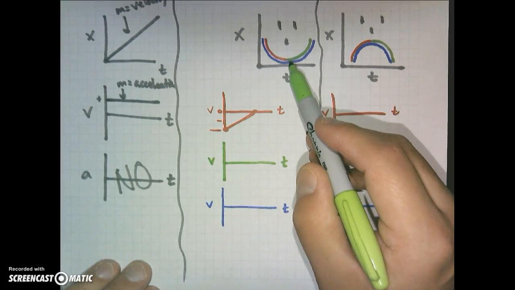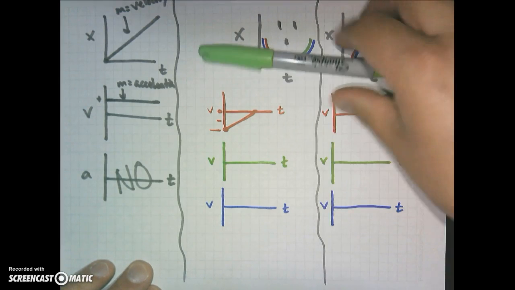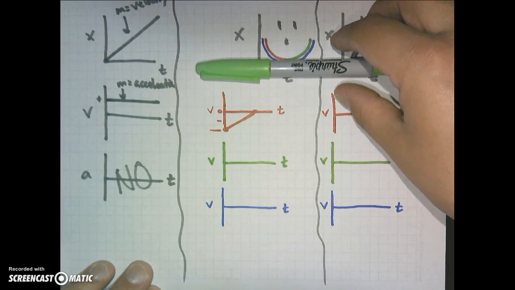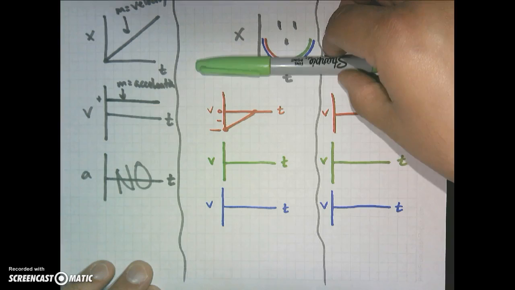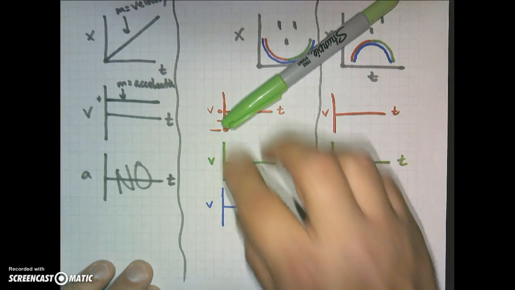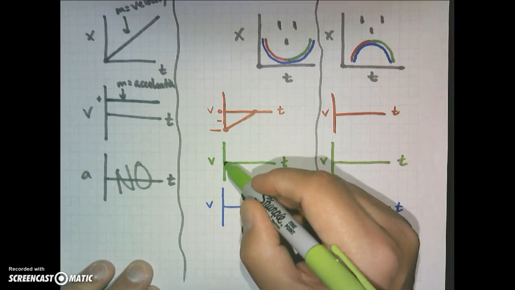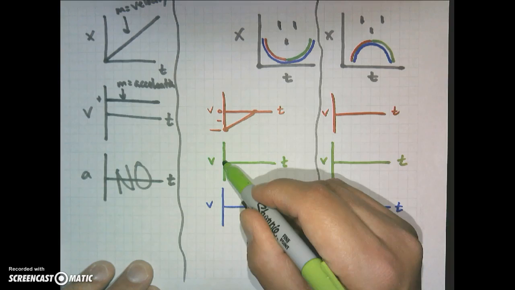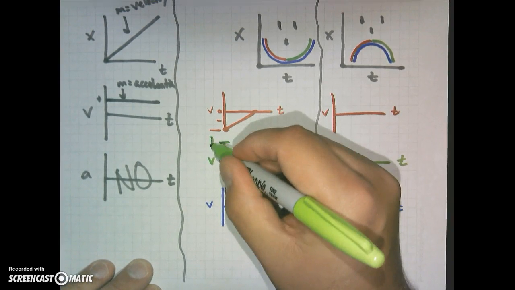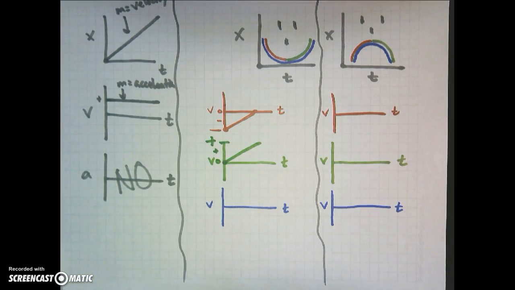Then where does the green line start? Yeah, this would start at a slope of zero, and now it becomes more positive and more positive. So if you're going to start here at zero, it's going to move to some positive number. It gets increasingly more positive.